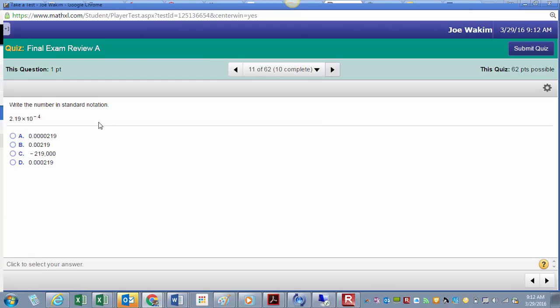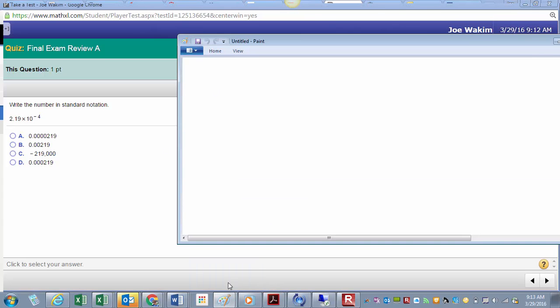Write the number in standard form. So we have to move the decimal 4 digits to the left. If you move it to the right, you're making the number 2.19 times 10 to the minus 4 a bigger number. It has to be a very small number, that 2.19, because it is multiplied by 10 to the minus 4. So let's see if we can solve this problem.